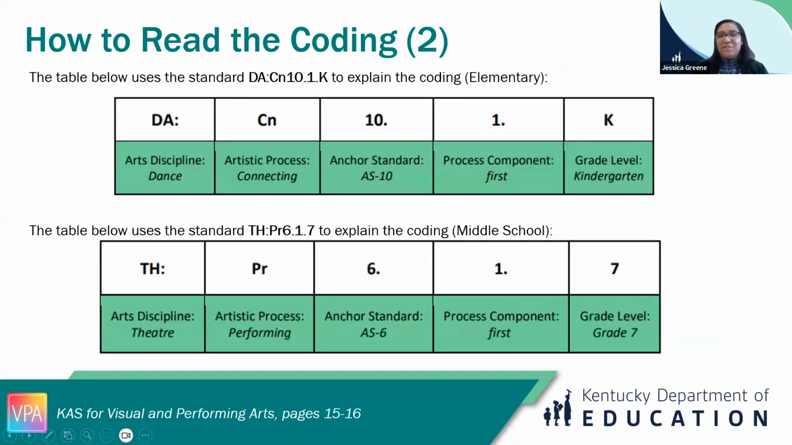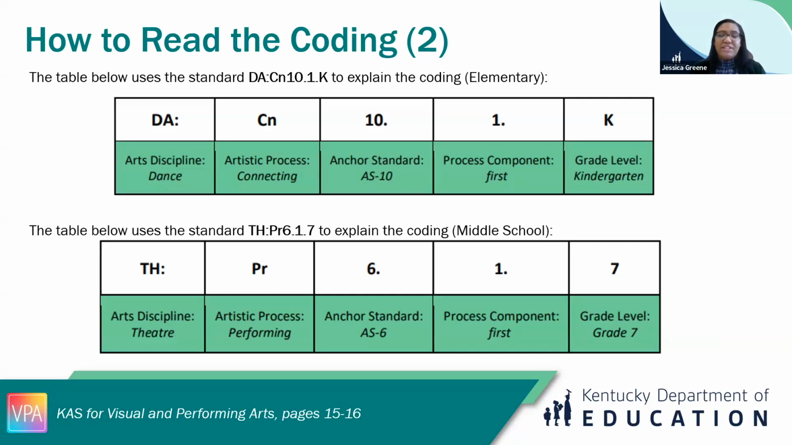And when you get into it, here's some examples. So this is a dance standard. It's a connecting artistic process. It is anchor standard 10. The process component is the first of that list. So if a standard thread has more than one process component, it would be identified in that space. And then the grade level is at the end. So DA CN 10 1K is that standard.